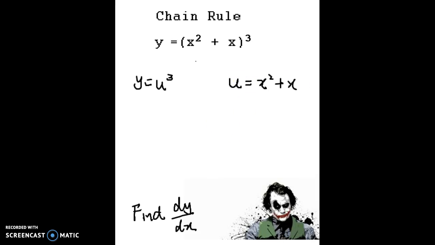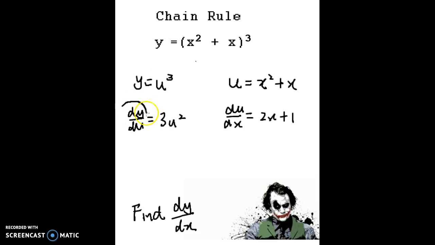Alright, so now let's do these two things separately. We know how to differentiate x squared plus x, it will become 2x plus 1. And this is what we call du/dx. Okay, that's what I know. And for this part, we do it normally: bring the 3 down and then u to the power of 2. Because we differentiated with respect to u, we call it dy/du.